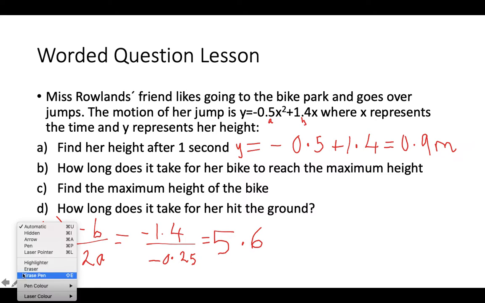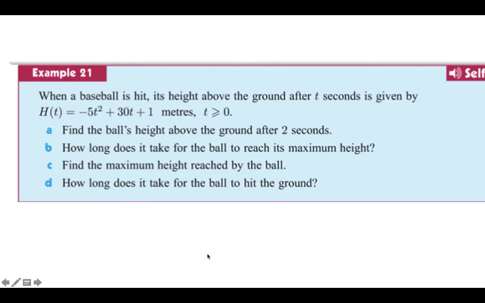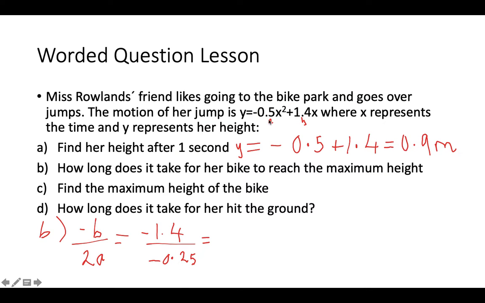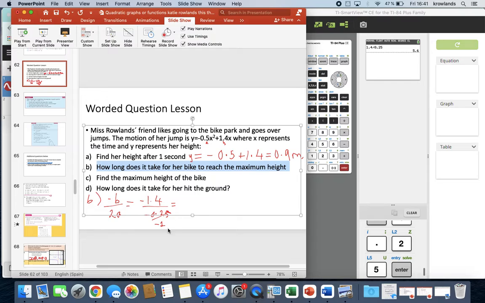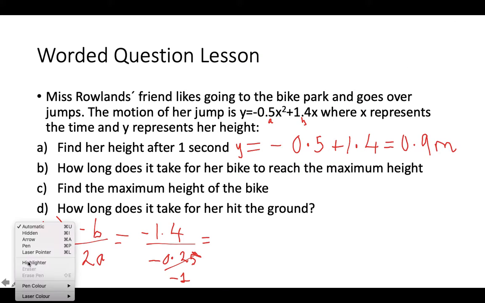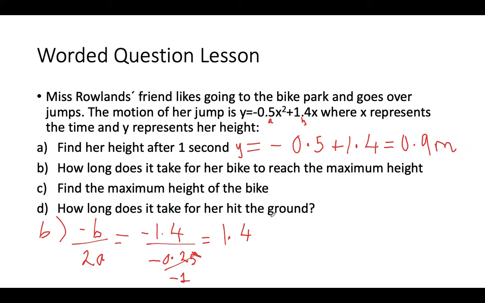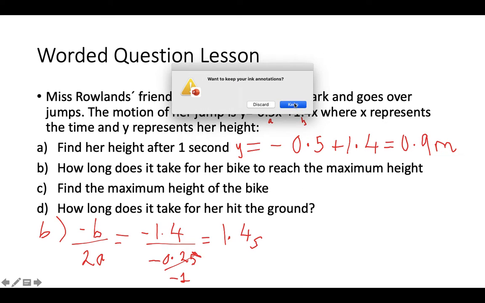I've realised I've made an error here. The error I've made is the 0.25. It should not be 0.25, it should actually be minus 1. The reason I made that error is because I did 0.5 times 0.5 rather than 0.5 times 2. So let's have a go at this again. Minus 1.4 divided by minus 1 is just going to be 1.4. That's actually quite an easy one. You know the answer's got to be positive because this is to do with seconds. 1.4 seconds.